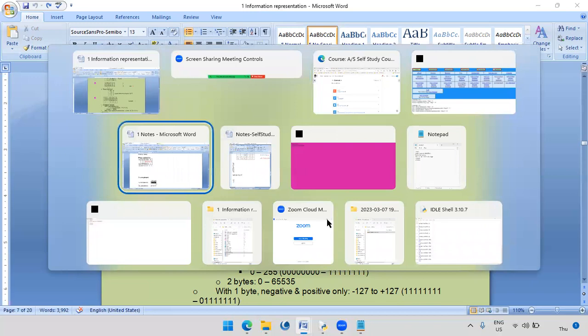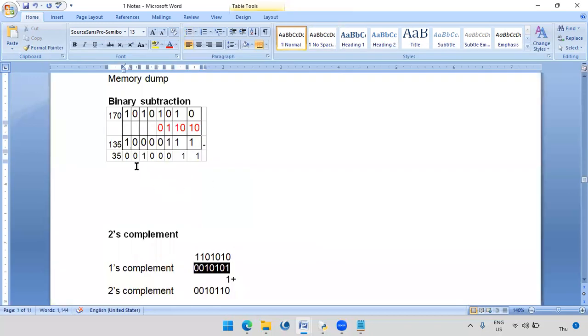See, this is a different one, 135. 1, 2, 4, 8, 16, 32, 128. 128 plus, this is 7 actually. 4 plus 2 plus 1 is 7. That also you must be very thorough. 1, 1, 1 is 7. So 128 plus 7 is 135. And you should get 35 as the answer. Let's see whether you get it.